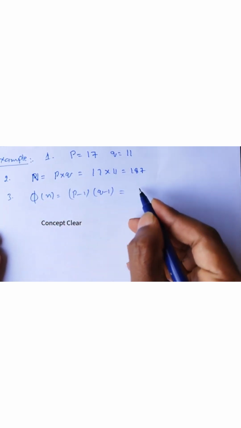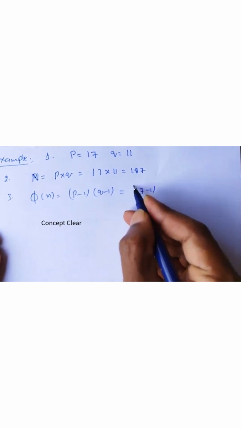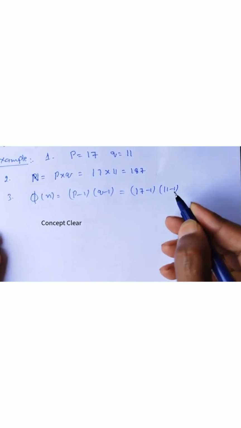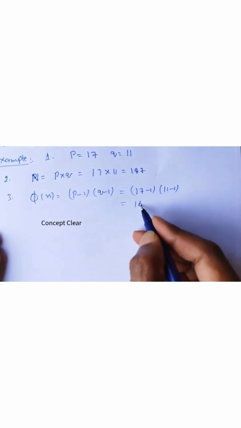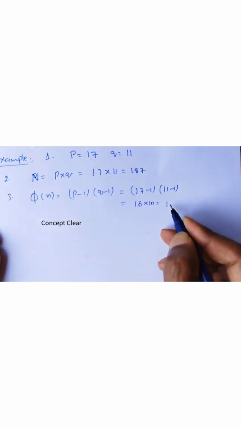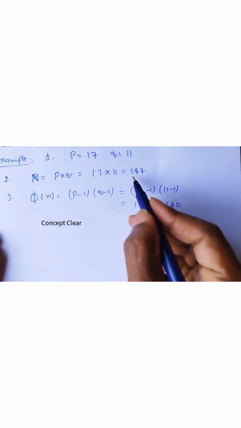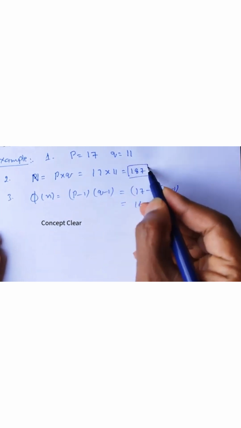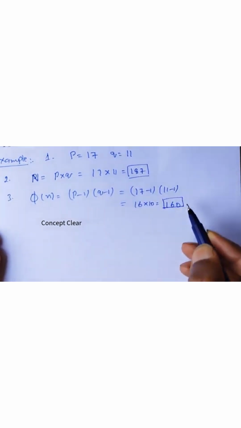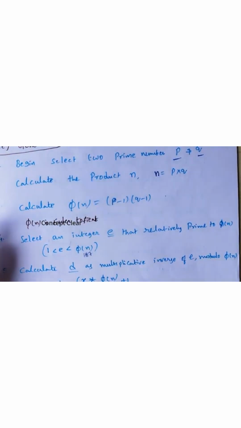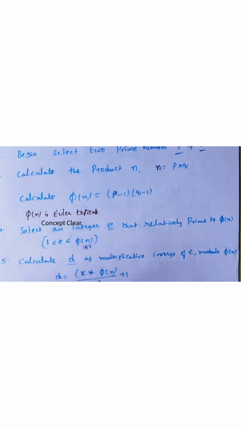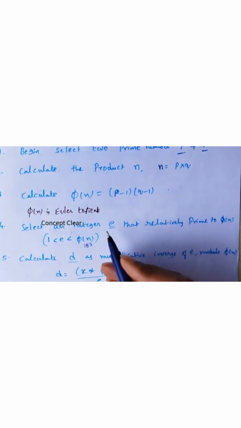So what is the value? (17 minus 1) into (11 minus 1). So we will get 16 into 10. So what is the value? 160. Here we are getting the n value as 187 and here we are getting 160. Okay, and what is the fourth step? In the fourth step, select an integer e relatively prime to phi of n. That means the greatest common divisor of e and phi of n. So we have to check the e value and the phi of n value.